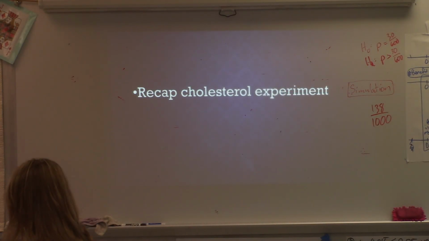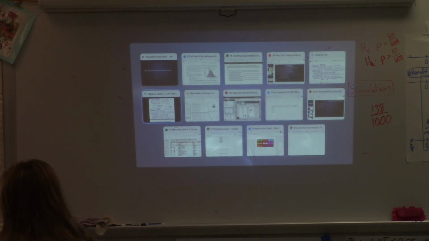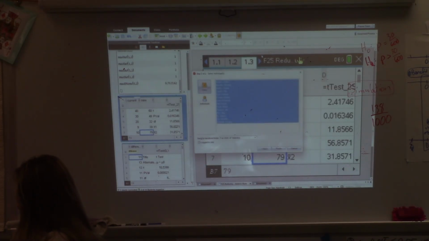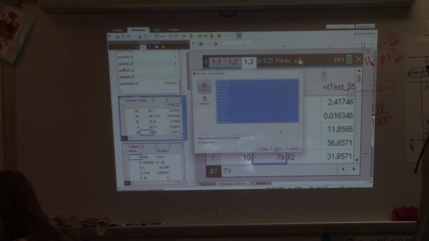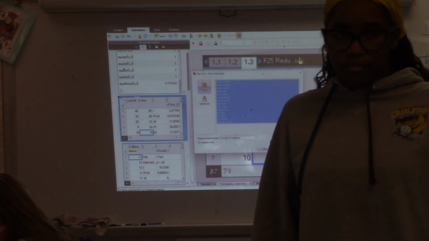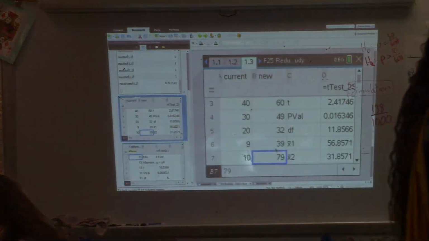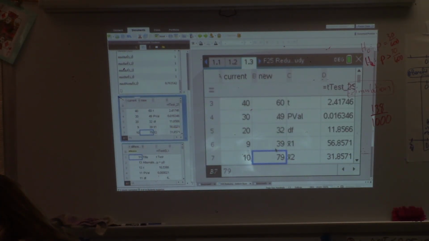So recap cholesterol. Please remember, we did our cholesterol experiment. Do y'all have the data on your calculator still? No? Okay, how about this? Log on to a calculator and I'll send this data out. Yeah, it does need a hat. If it doesn't have a hat, get one.